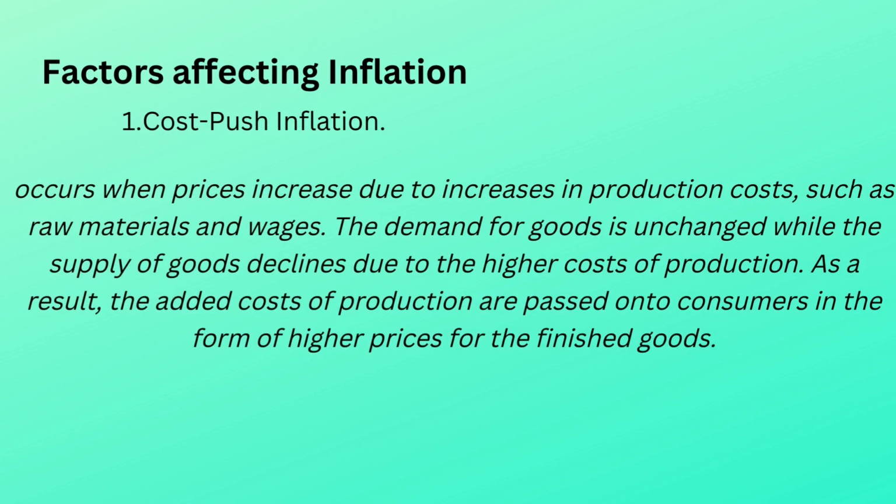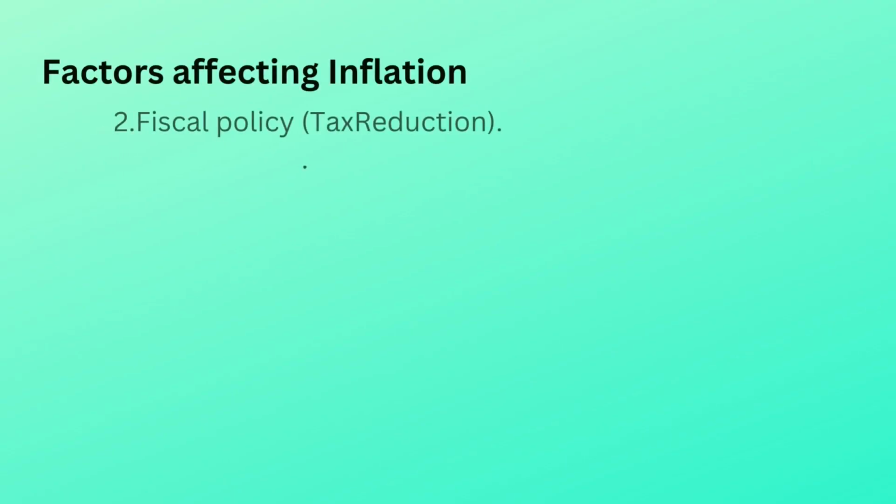1. Cost-push inflation. Cost-push inflation occurs when prices increase due to increases in production costs, such as raw materials and wages. The demand for goods is unchanged while the supply of goods declines due to the higher costs of production. As a result, the added costs of production are passed on to consumers in the form of higher prices for the finished goods.